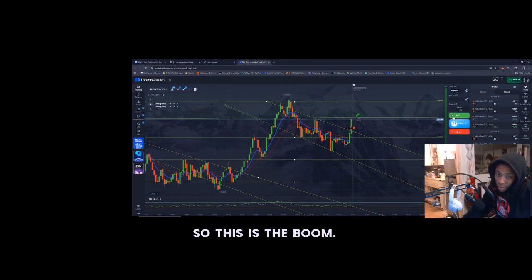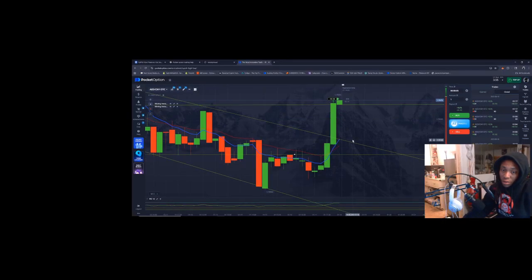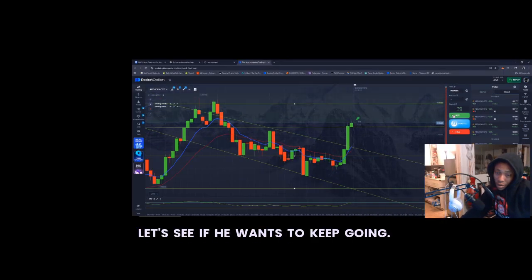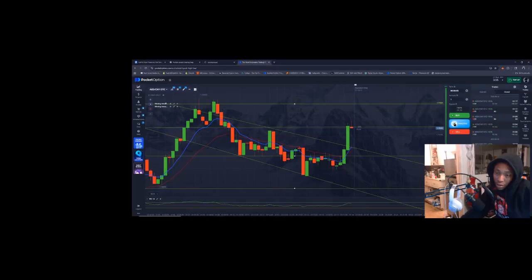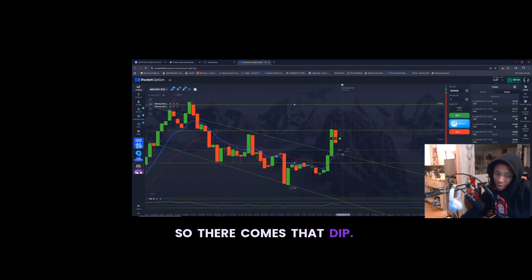So this is the boom. Let's see. 1, 2, 3, 5. We made some money off 5 seconds. Let's see if it wants to keep going. So we'll sell it. Boom, we made some money. So there comes that dip.